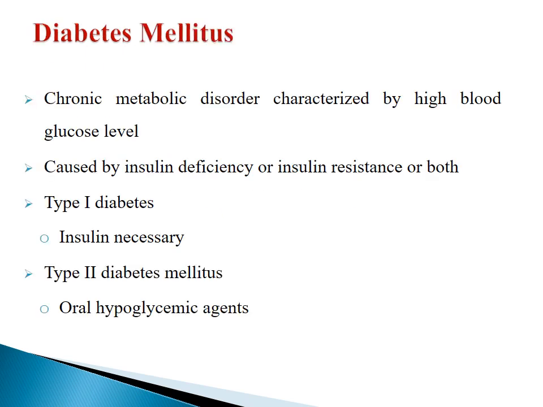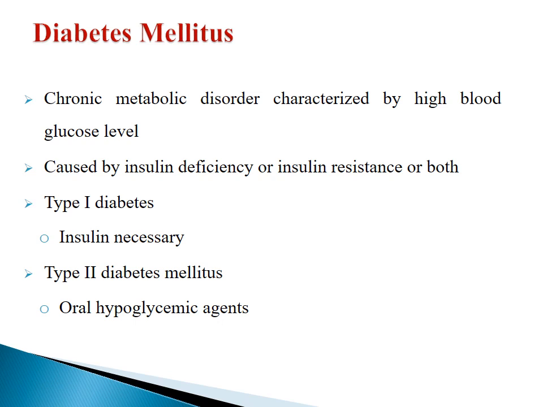Diabetes mellitus is a chronic metabolic disorder characterized by high blood glucose level. It is caused either by insulin deficiency or insulin resistance or by both. It affects the metabolism of carbohydrate, protein, fats, and also affects water and electrolyte balance. Long-term diabetes affects cardiovascular system, eye, kidney and central nervous system.